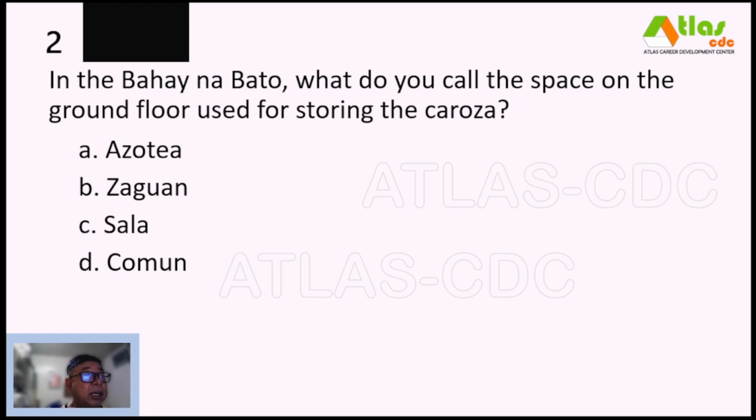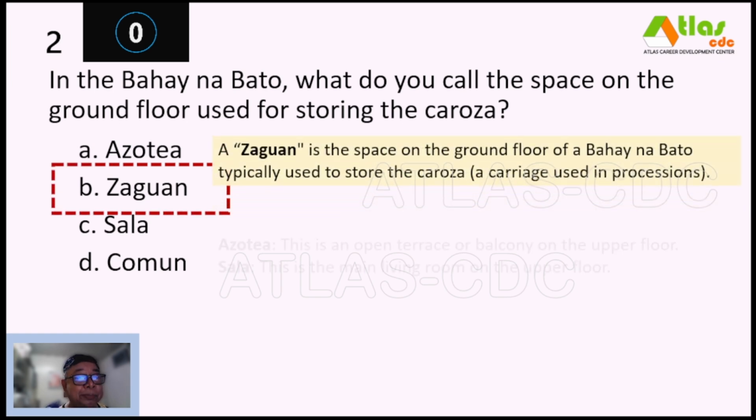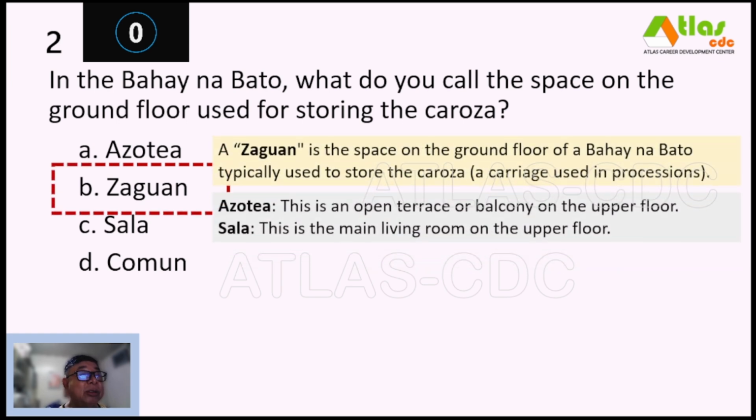Number 2. In the bahay na bato, what do you call the space on the ground floor used for storing the karosa? A. Azotea, B. Saguan, C. Sala, and D. Comun. And our correct answer is letter B, Saguan. So a saguan is the space on the ground floor of a bahay na bato, typically used to store the karosa. Ito yung carriage na ginagamit sa mga procession.